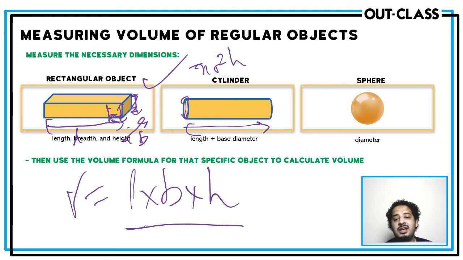Now in the same way, if you have a sphere, you could use a micrometer screw gauge to actually measure this diameter, and then half of the diameter is the radius, and then 4/3 pi r cube is the formula for the volume of a regular sphere.